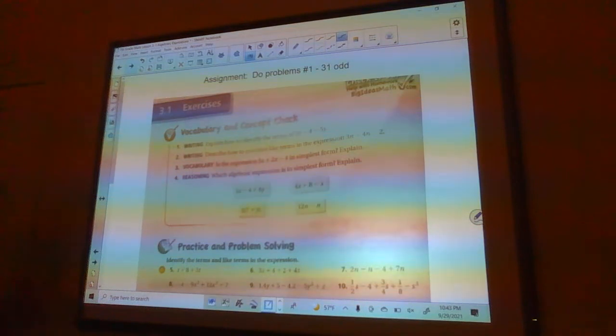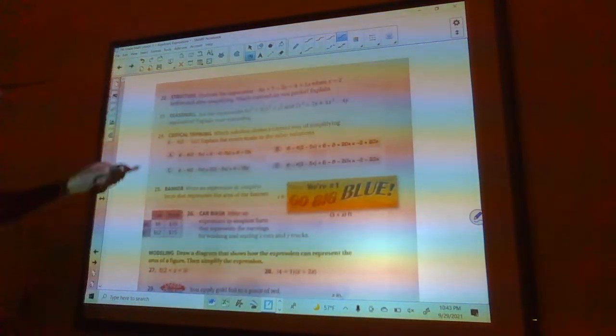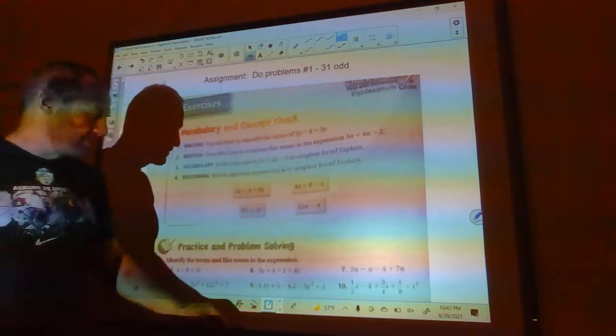Okay, so here's an assignment for you. There's a couple pages here. You're going to do 1 through 31 odd.